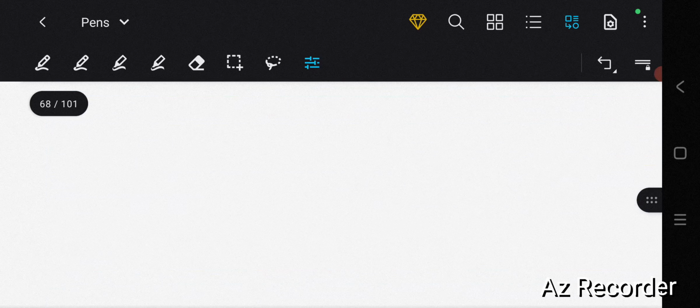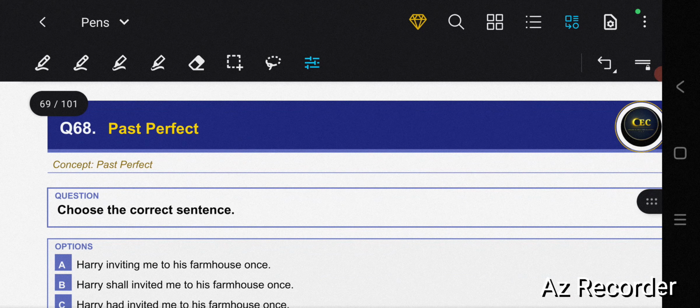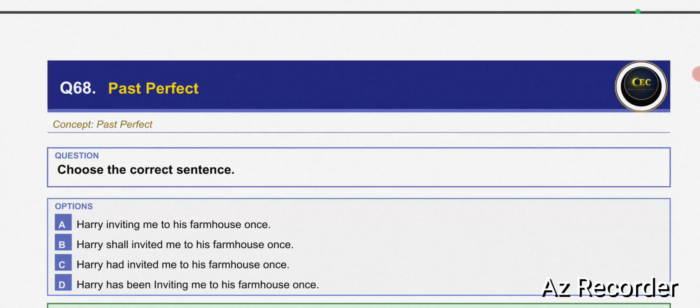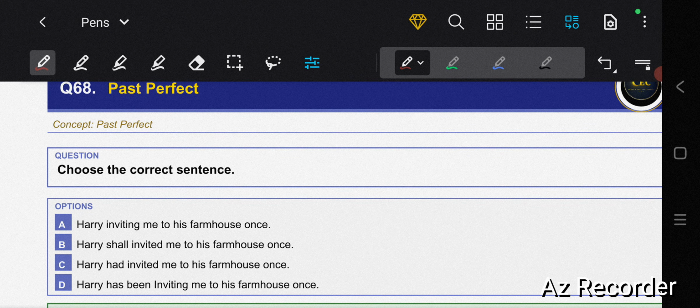Now the next question, 68, past perfect. Once again, choose the correct sentence. Which one should be the correct option for the past perfect tense? Harry inviting me to his farmhouse once. This is not in the past perfect structure, in the formation. This one is the incorrect one.